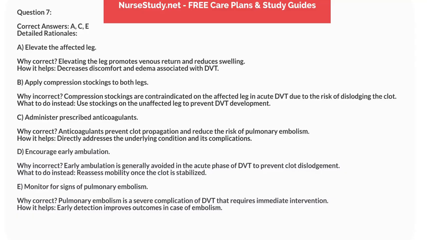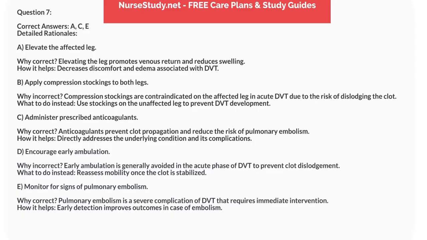Detailed rationales. A. Elevate the affected leg. Why correct? Elevating the leg promotes venous return and reduces swelling. How it helps: decreases discomfort and edema associated with DVT. B. Apply compression stockings to both legs. Why incorrect? Compression stockings are contraindicated on the affected leg in acute DVT due to the risk of dislodging the clot. What to do instead? Use stockings on the unaffected leg to prevent DVT development.